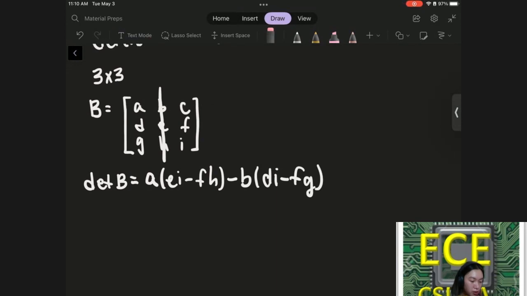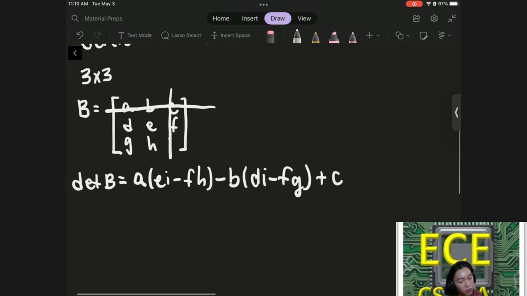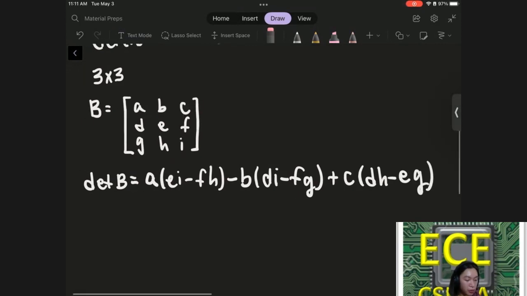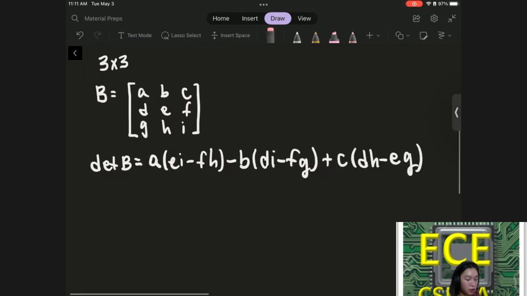Now again, we're going to add and multiply by C, and then ignore the row and column C is in, and then take the determinant of the leftover 2 by 2 matrix, which is DH minus EG. And so that is your formula to find the determinant of B when B is a 3 by 3 matrix.